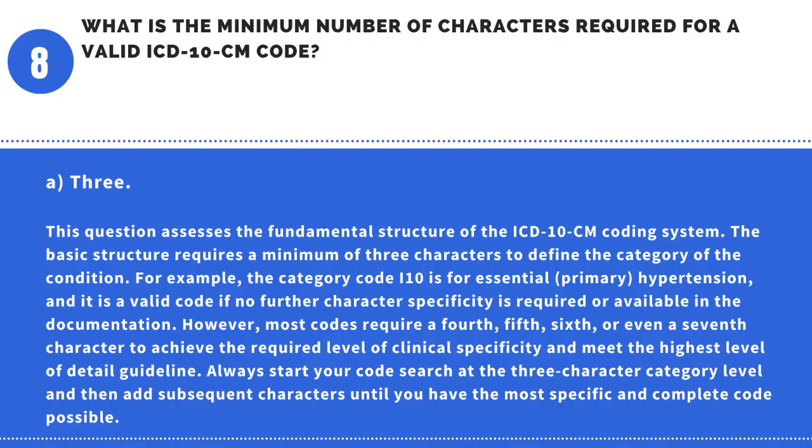The basic structure requires a minimum of 3 characters to define the category of the condition. For example, the category code I-10 is for essential primary hypertension, and it is a valid code if no further character specificity is required or available in the documentation. However, most codes require a 4th, 5th, 6th, or even a 7th character to achieve the required level of clinical specificity and meet the highest level of detail guideline. Always start your code search at the 3-character category level and then add subsequent characters until you have the most specific and complete code possible.